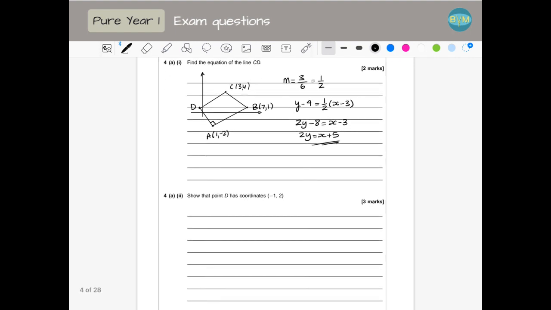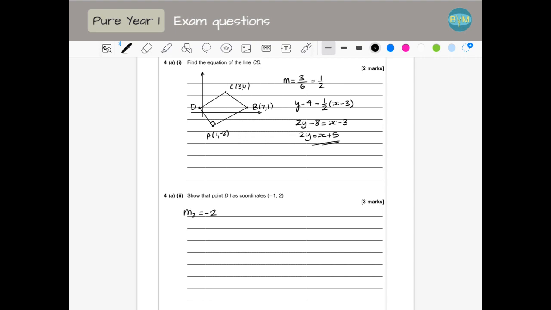Then next thing it says, show that point D has coordinates -1, 2. This point is going to be the intersection between this line that we have already and this line. So what we're going to do is to find the equation of this line. The gradient of this line is the negative reciprocal of this one. So the gradient of this, I'm going to call it L2, so M2 is going to be, if this one was 1/2, -2.